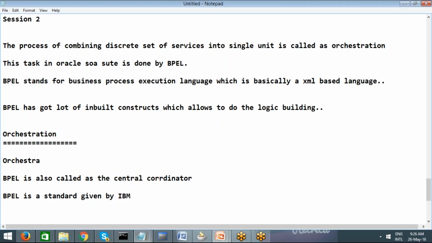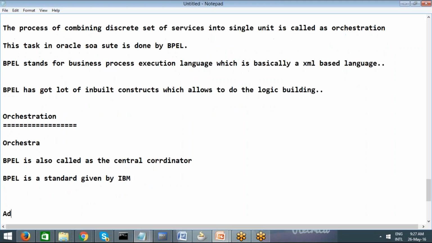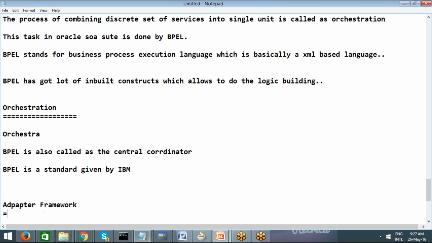For some of the systems, there is an out-of-box functionality which allows them to project themselves as a web service, and for some other enterprise information systems which are non-service oriented, within Oracle SOA Suite we have something called the adapter framework. There might not be a possibility for each system to project itself as a web service. So in Oracle SOA Suite, they've introduced one framework called the adapter framework, which is basically built on Java.